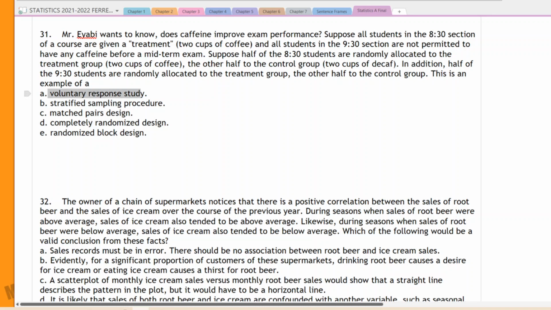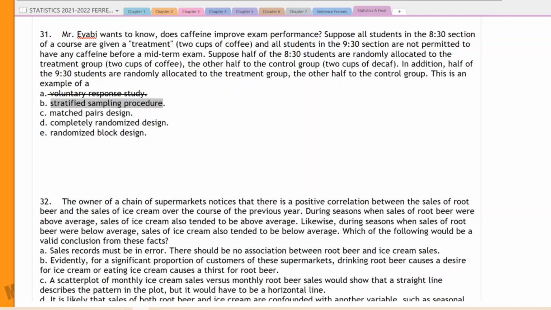Is this a voluntary response study? That's maybe the way we should approach this. And looking at this, they're not really volunteering to be part of the treatment group. So I think that's probably not the correct answer. How about a stratified sampling procedure?